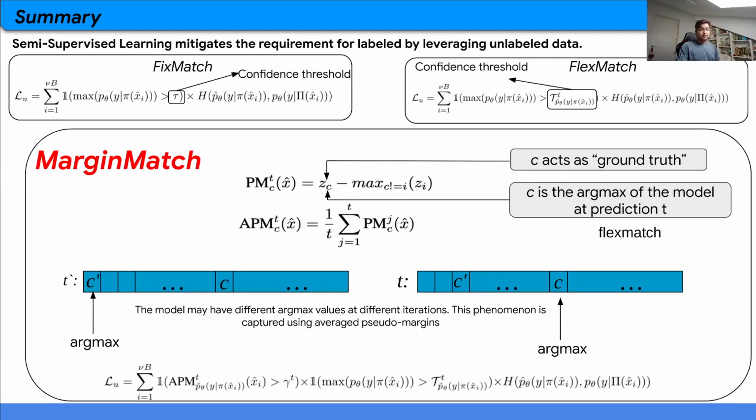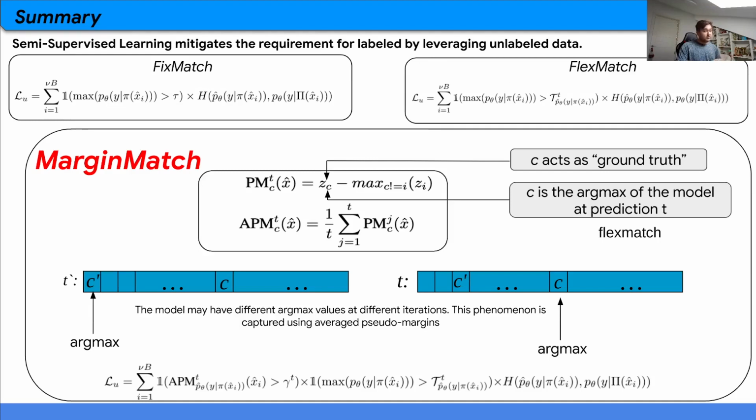Previous state-of-the-art approaches, such as FixMatch and FlexMatch, use confidence thresholding as a means of ensuring high-quality pseudo-labels during training. That means, given an unlabeled example, we use this example only if the model's confidence on the example passes a confidence threshold.